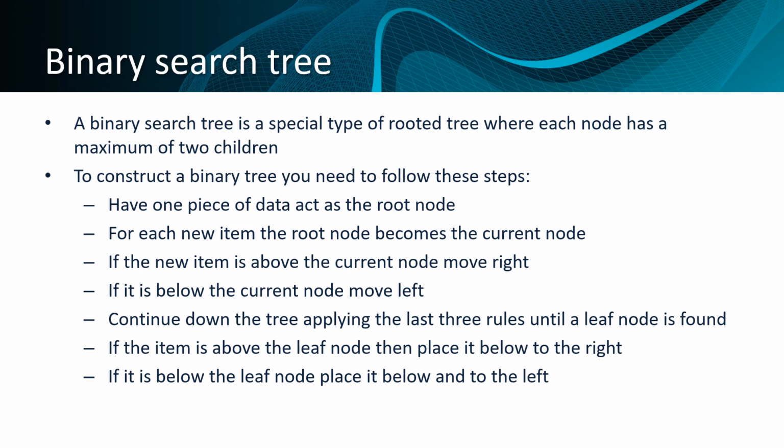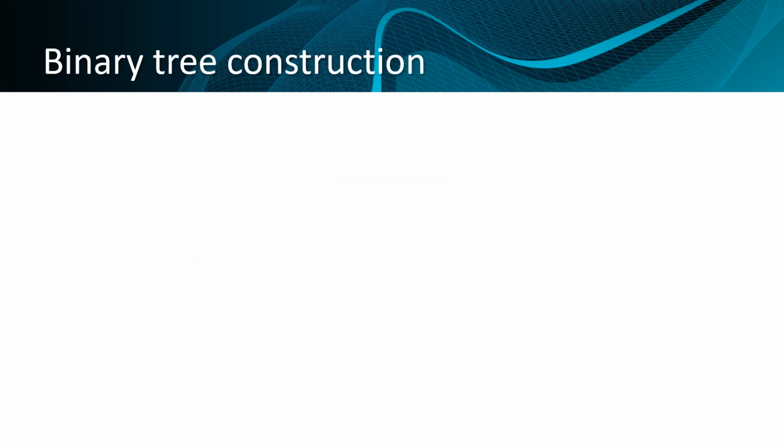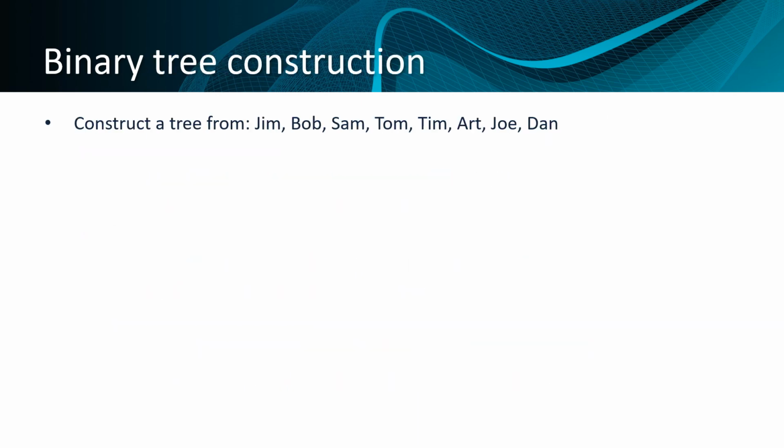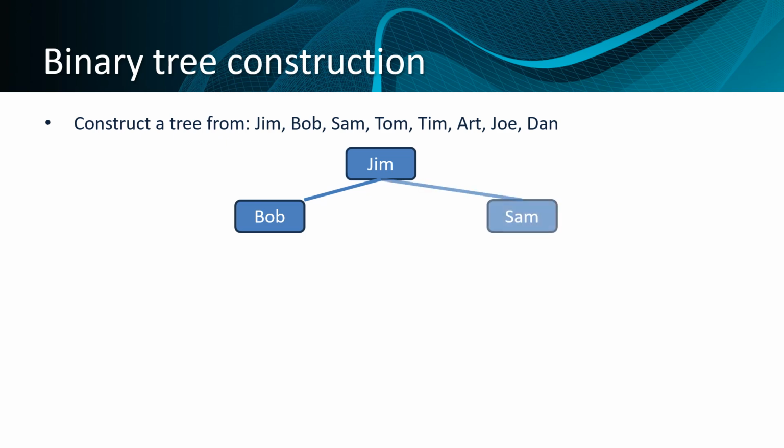Let's see an example of how this works in practice. We'll construct our binary search tree from the list Jim, Bob, Sam, Tom, Tim, Art, Joe and Dan. So Jim becomes our root node. Bob comes before Jim, so we go to the left and we add Bob. Sam comes after Jim, so we go to the right and add a new node, Sam. Tom is after Jim, so we go down to Sam. It comes after Sam, so we add a new node to the right of Sam beneath it, Tom.